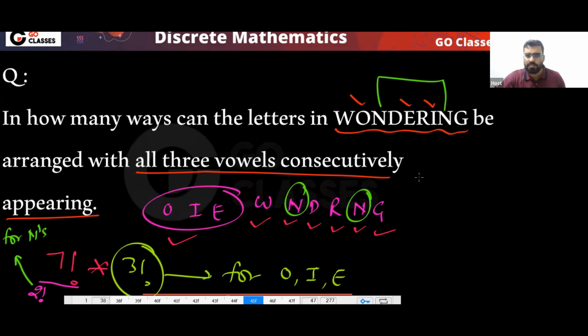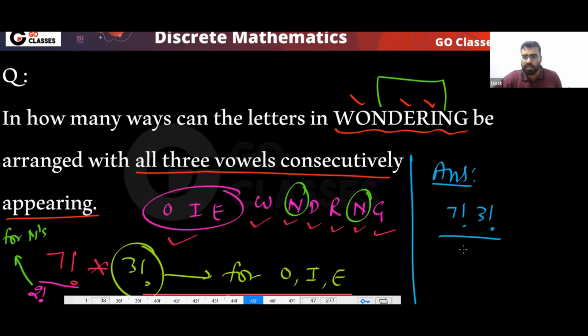Is this clear to everyone? What we are doing? Because they should be together, put them in a box. They should be together. And this, don't forget about this. So the answer is 7 factorial times 3 factorial divided by 2 factorial. This will be the answer. Please do not forget about the N.